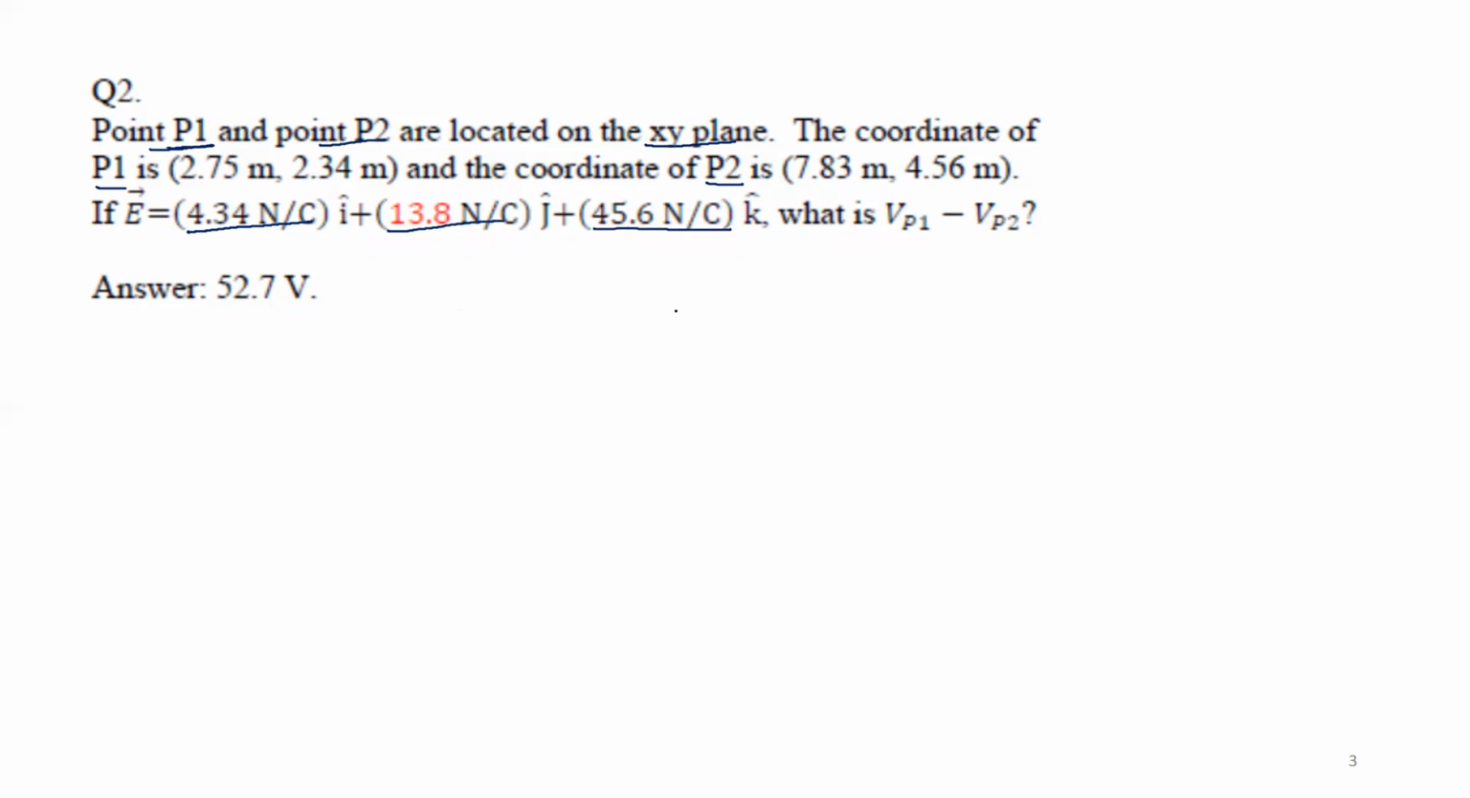So my electric field is along X, Y, and Z. It has components along these three directions, whereas my 2 points are on the XY plane, so Z is 0. The question is very simple. Again, calculate V_P1 minus V_P2. So calculate the potential difference between point 1 and point 2.